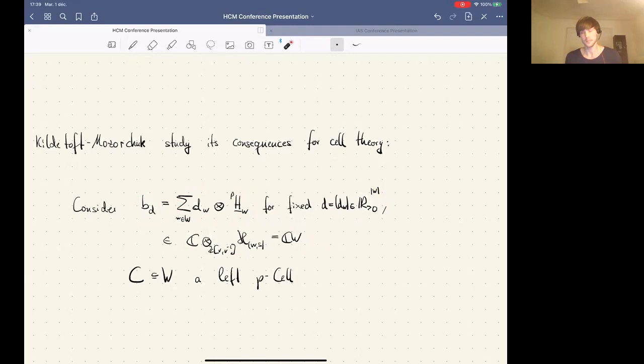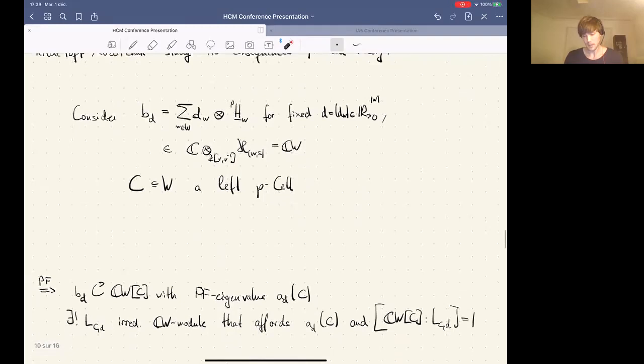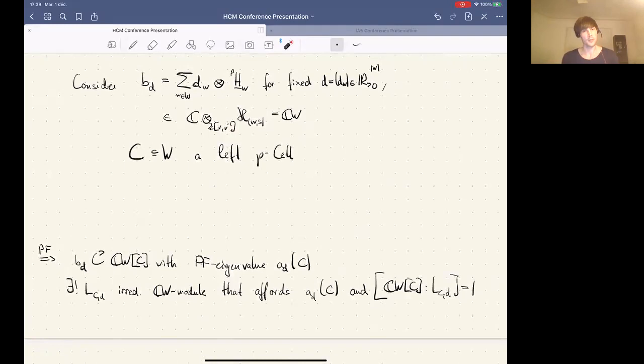Okay. And moreover, I want to consider a left P cell C in our Weyl group. Then it's an immediate application of the Perron-Frobenius theorem that whenever I act with this Perron-Frobenius element on our cell module here, by the transitivity of our cell, we can see that the matrix actually has only strictly positive coefficients. And so we can apply the theorem. I want to denote the Perron-Frobenius eigenvalue by H subscript D of C.